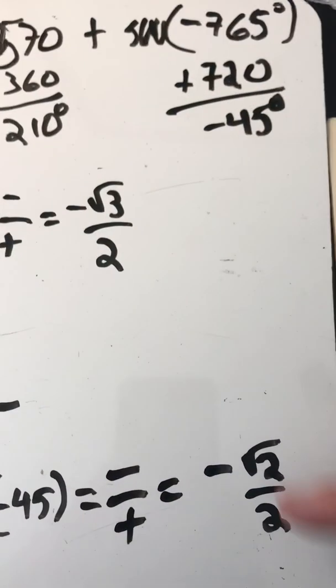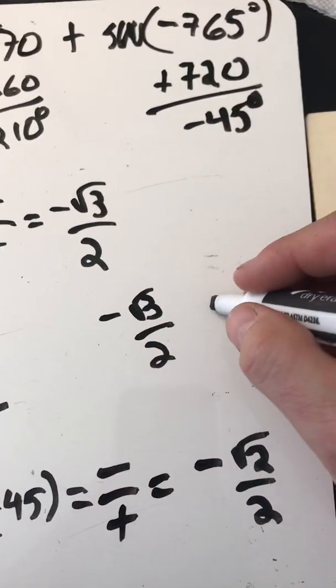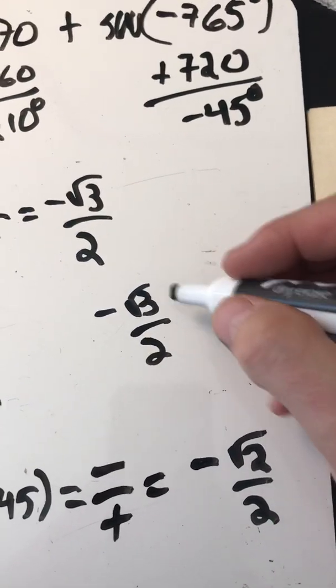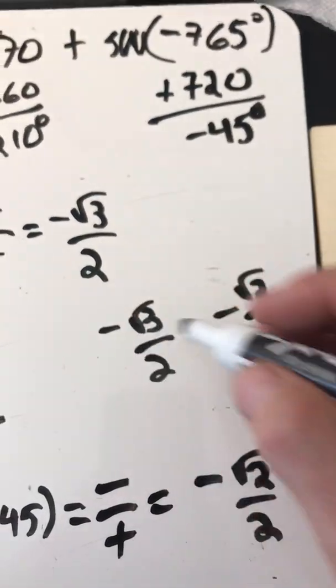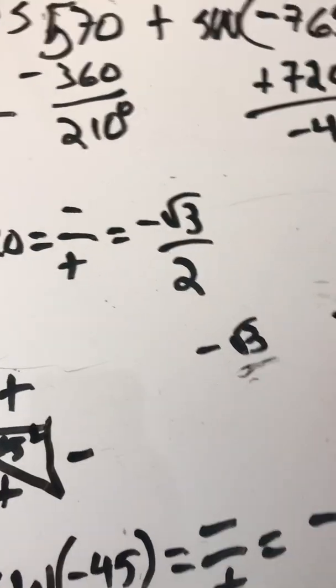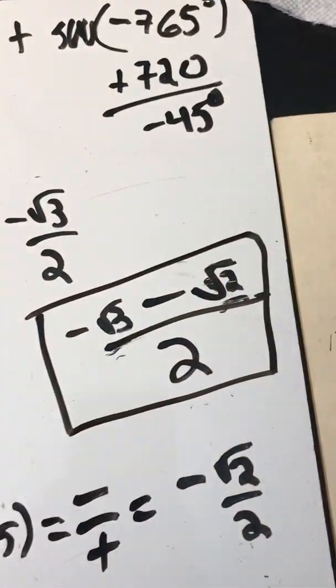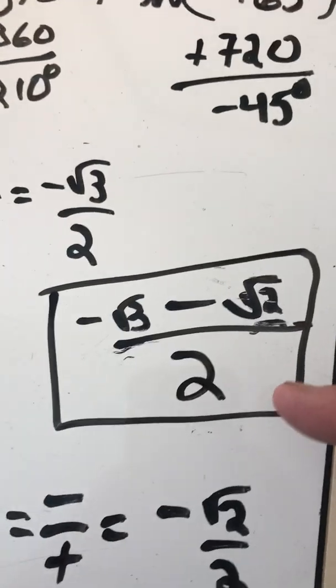Now we're adding these two together. Negative radical 3 over 2 minus radical 2 over 2. They already have a common denominator. Technically, what you can do is just have them both over 2, since they both have the common denominator. So negative radical 3 minus radical 2 all over 2.